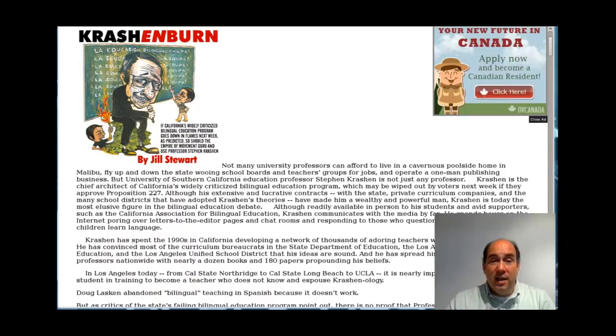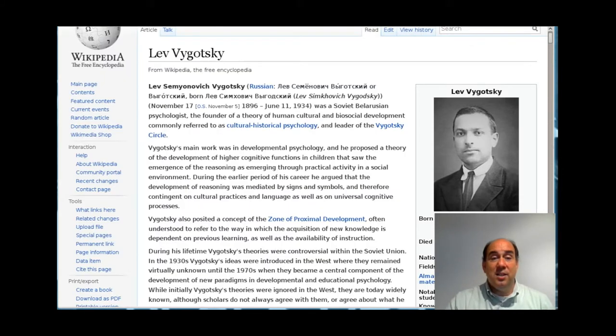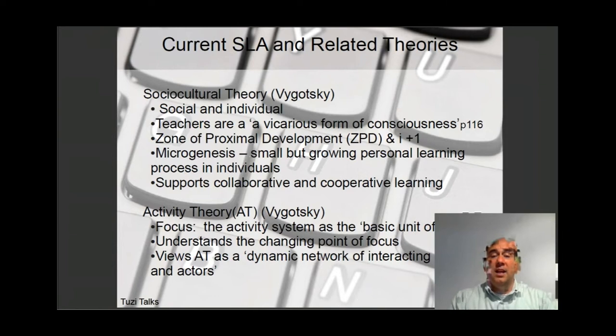And if you know anything about Vygotsky, he was a famous psychologist and language theorist, and a lot of his work we still use today. You can go look up more about him if you're interested. But some of the things that he stressed was the need to have the other around, that we need to be in groups in order to learn language.